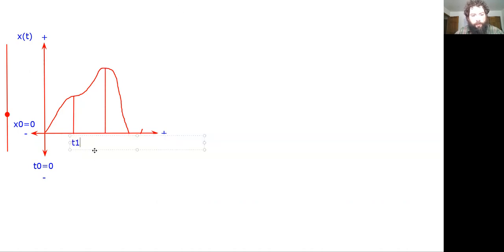They're going to be T1, T2. And those are going to correspond to different positions. So this will be x1, this will be x2. Okay, so the first thing is just calculating the differences.